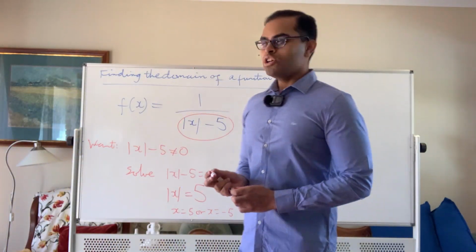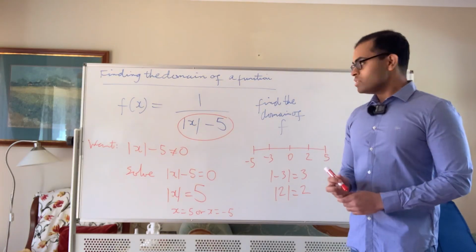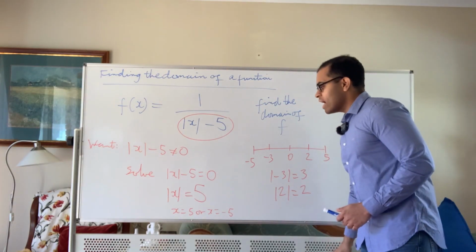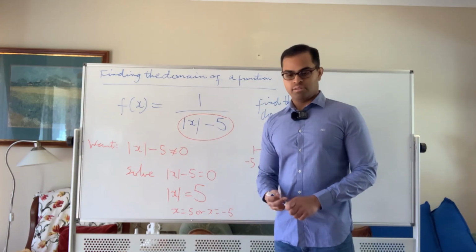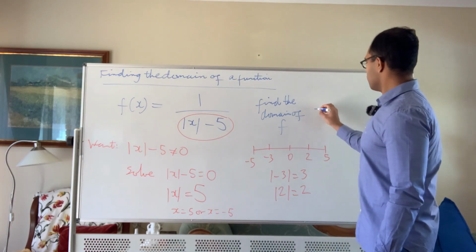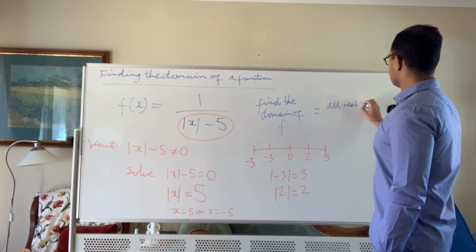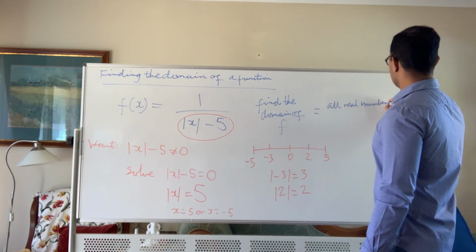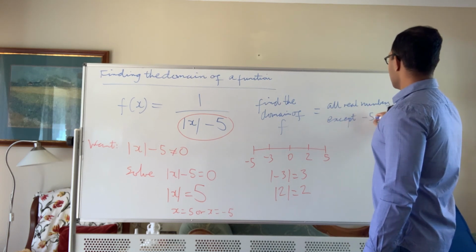All right? So what is the domain of the function going to be? It's going to be all the numbers where they are not equal to 5 or minus 5, because that's when you're dividing by 0. Okay, so the domain of f is equal to all real numbers except minus 5 and plus 5.